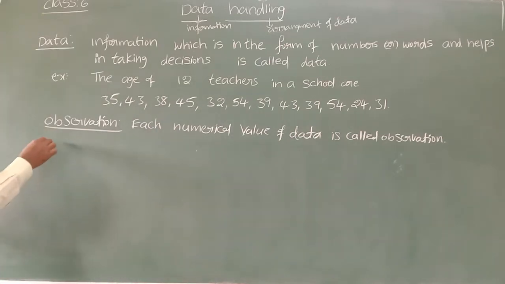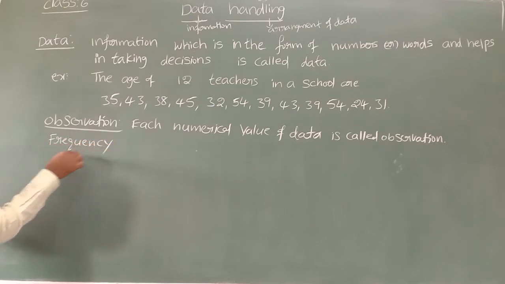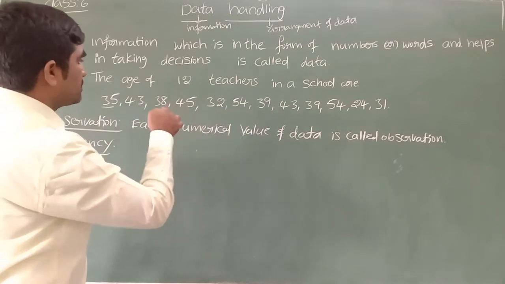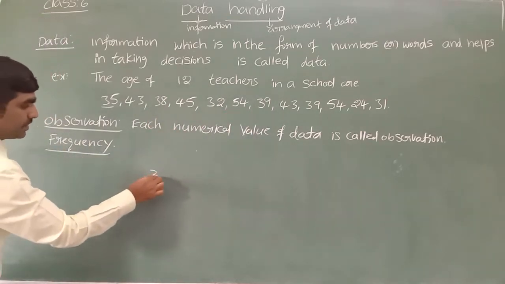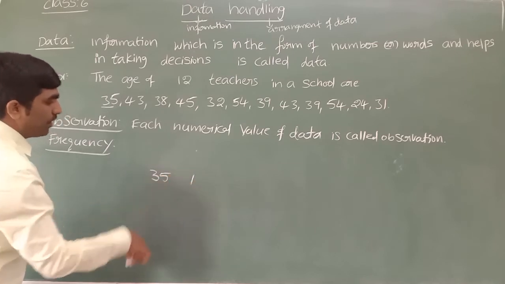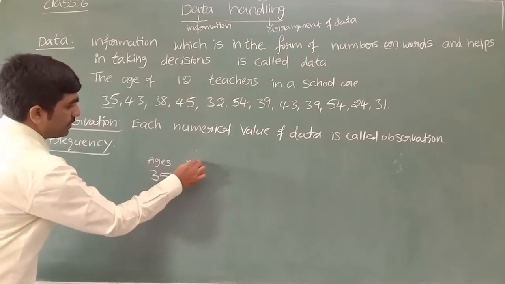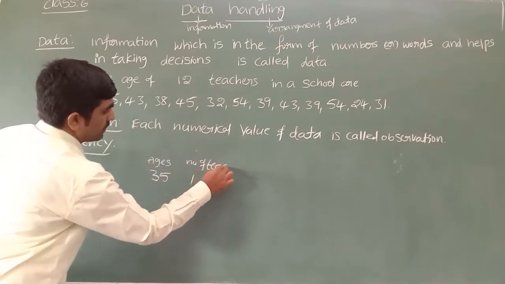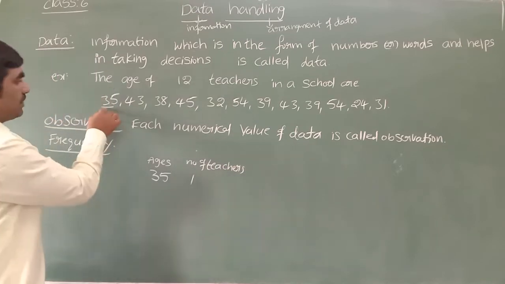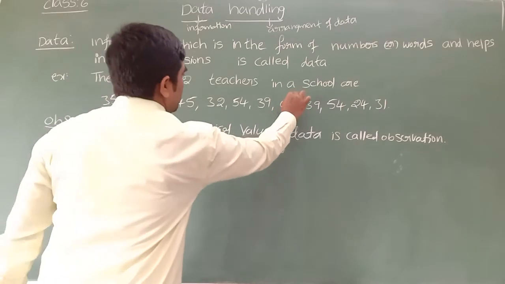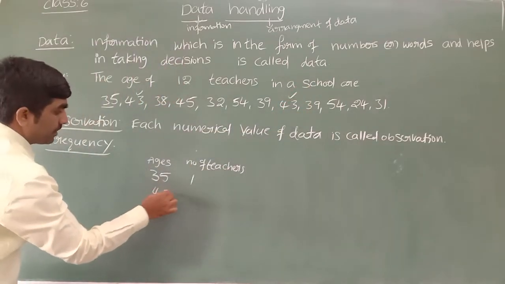And here you can see one more word which we generally use in this topic, which is frequency. What is frequency? You can see here 35 is the age. How many times is it repeated? 35 is there only once. Let me write here ages, and here number of teachers. 35 age, only one teacher. 43, there are two teachers.